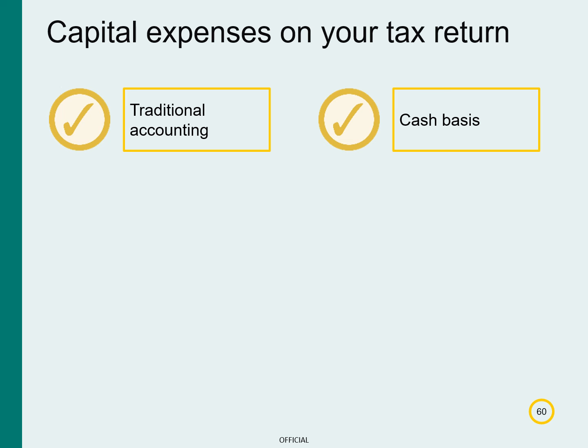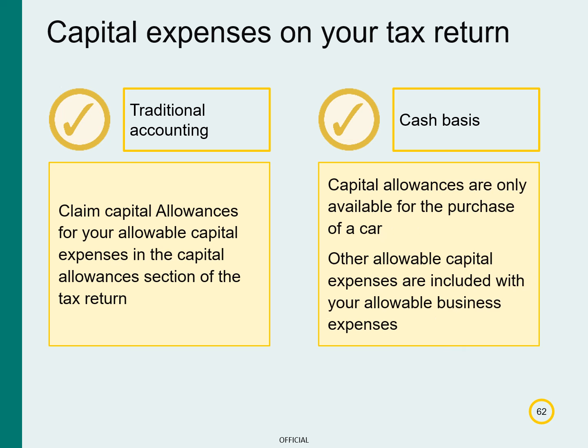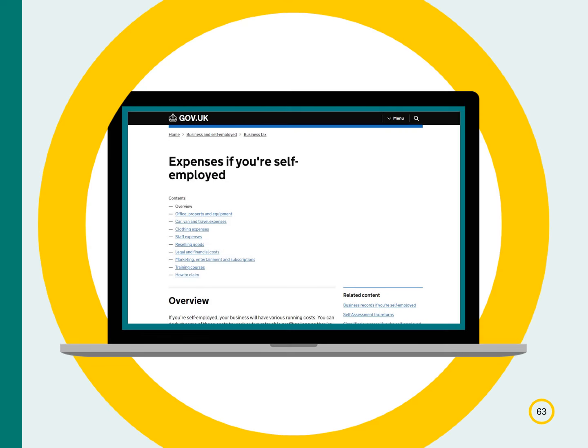How you show capital expenses on your tax return depends on whether you are using traditional accounting or cash basis. If you are using traditional accounting, allowable capital expenses are shown in the capital allowances section we'll see shortly. If you're using cash basis, capital allowances are only available for the purchase of a car. All other allowable capital expenses are shown in the Other Allowable Expenses box if you're showing a detailed breakdown, or in your total allowable business expenses. You can find out more about the expenses if you're self-employed on gov.uk.